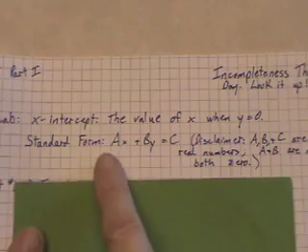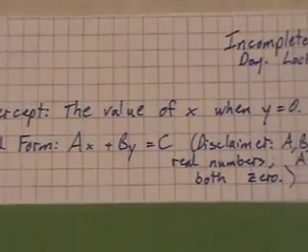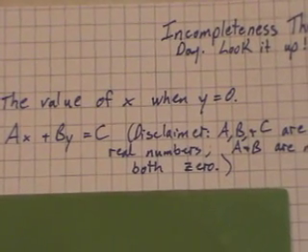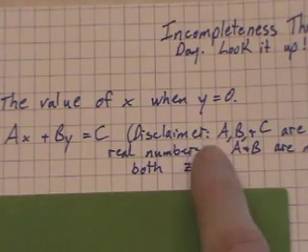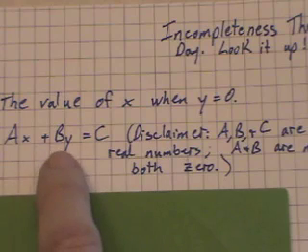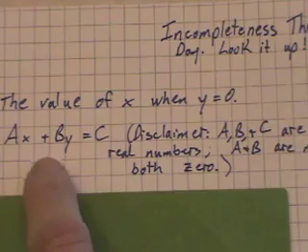And here's your format for standard form. Let's zoom in so you can see it really well. ax plus by equals c. And then of course there's that extra stuff. A, b, and c have to be real numbers, and a and b are not both 0. Keep in mind that one of them could be 0.